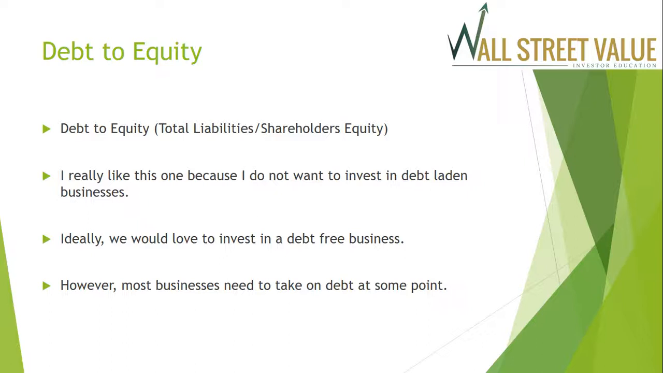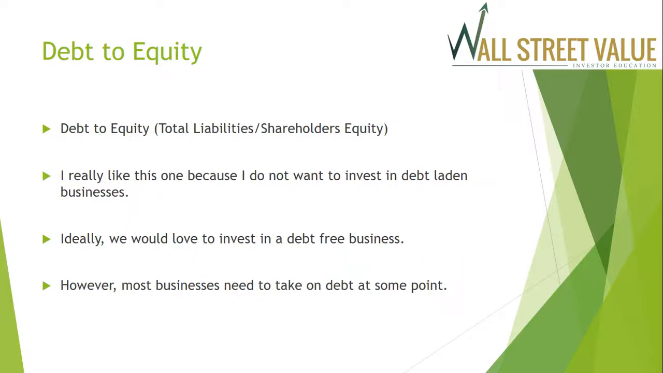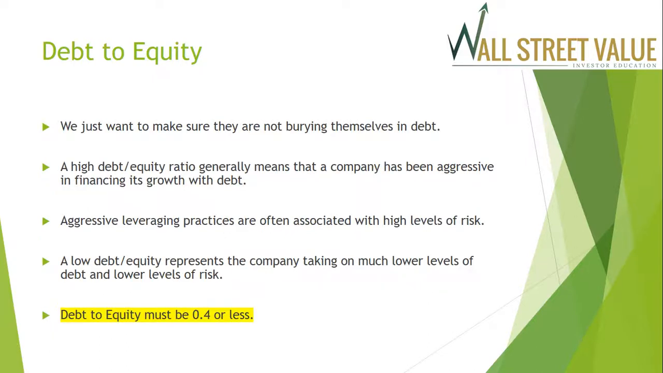However, most businesses need to take on debt at some point. We just want to make sure they're not burying themselves in debt. A high debt to equity ratio generally means the company's been very aggressive in financing its growth with debt. Aggressive leveraging practices are often associated with high levels of risk. A low debt to equity represents the company's taken on much lower levels of debt and lower levels of risk. And for this, we want to see debt to equity at 0.4 or less.